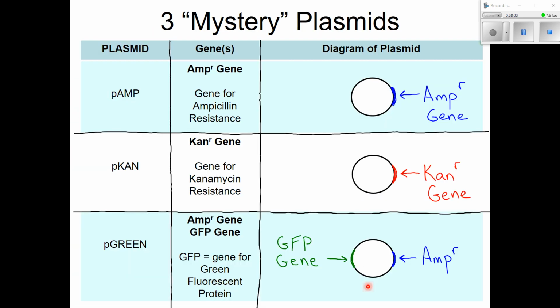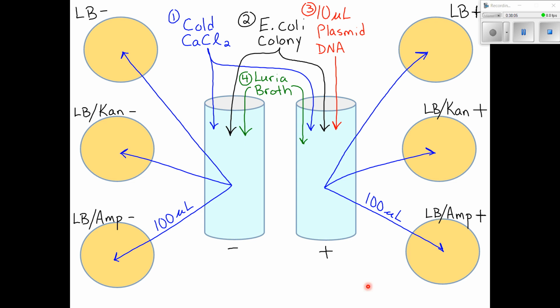Now, the basic idea is you will add all of these materials to your test tubes, as I explained before, and then you'll take a small puddle of the bacteria solution and spread them on each type of plate. And then you'll take a small puddle of the bacteria from the plus tube and spread them on each of these three plates. And really what you're looking for is what we see growing on those plates 24 hours later.